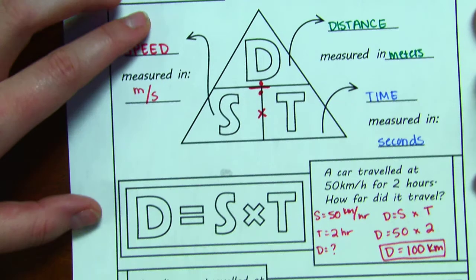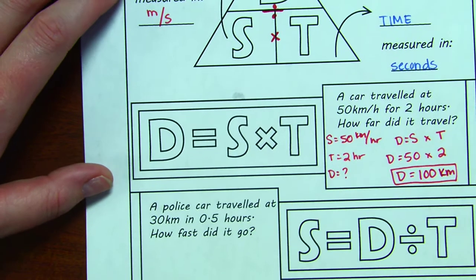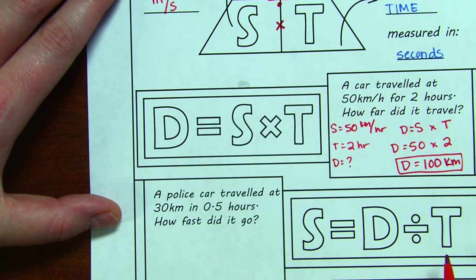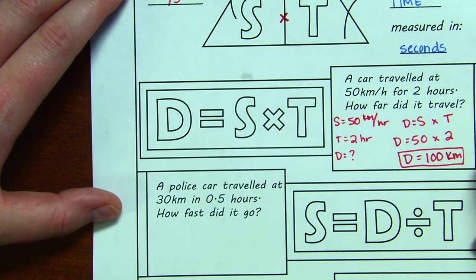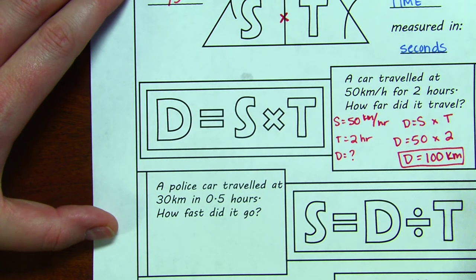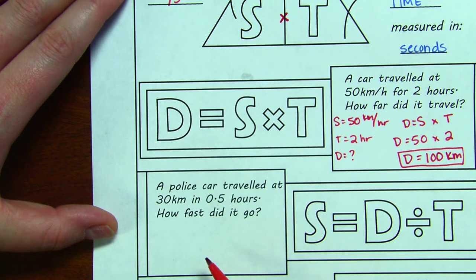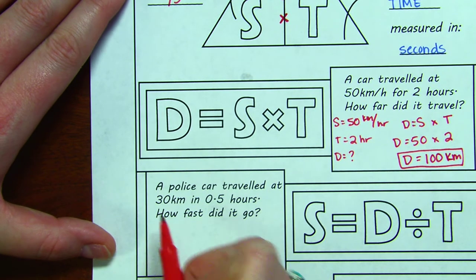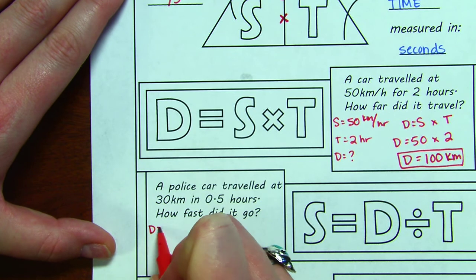All right, we're going to move on down to the next section. So here, you're obviously solving for speed, and they give you the formula. Let's go ahead and map out what we have from our word problem and then decide what we're trying to find. So a police car traveled at 50 kilometers in 0.5 hours. How fast did it go? So 30 kilometers, we know that's our value for distance.